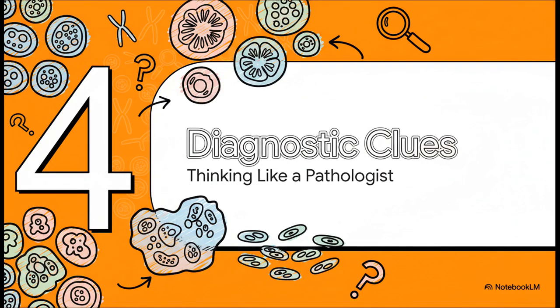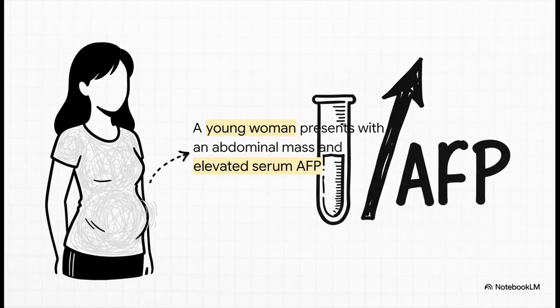Okay, so we've met all the players. Now let's put it all together and think like a pathologist. How do we take a few clues and get to a solid diagnosis? So here's a classic scenario. You get a case, a young woman with a mass, and her serum AFP is high. Right away, your diagnostic gears should be turning. Young woman points you toward a germ cell tumor. Elevated AFP narrows the field down dramatically.